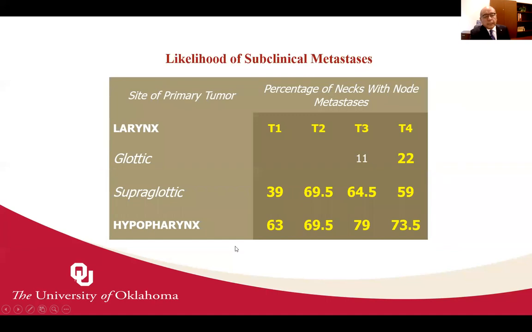So in patients primarily treated surgically, once again, we look at the likelihood of subclinical metastases. For the larynx, we see that only the most advanced glottic cancers are above this threshold of 20%, but all supraglottic tumors of any stage are above the threshold, the same as the hypopharynx. So the neck will be electively treated in all of these patients.